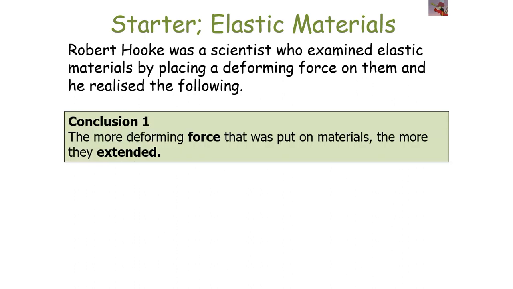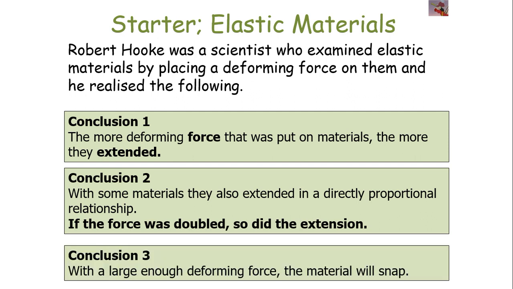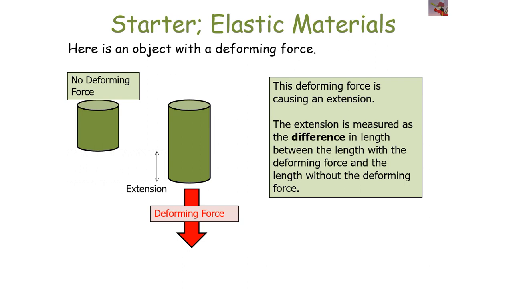The more deforming force placed on the material, the more the material extended. For some materials, when they had this deforming force, it would also work in direct proportion. So if the force was doubled, the extension was doubled. If the force was halved, the extension would halve. If the force was tripled, the extension would triple. And if there was a large enough deforming force, the material would snap. So here, for example, is a deforming force.